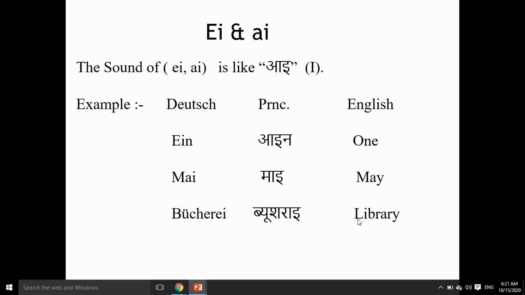Bücherei means library. You can see here ei is coming at the beginning, then here is ai. So this is Mai, ein. Bücherei. Ei. So its sound is like "eye". Bücherei. Mai, ein.